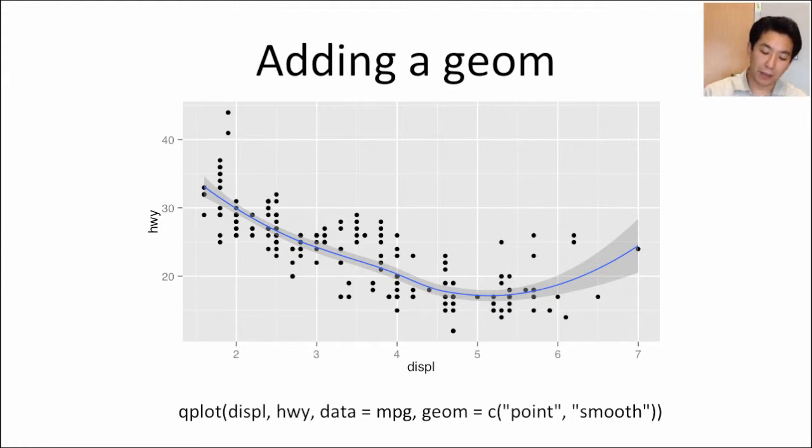One is I want to add the points themselves, so I can see the data. And then I want to add a smooth geom. The smooth is this blue line that goes across, and the 95% confidence intervals for that line are indicated by the gray zone.